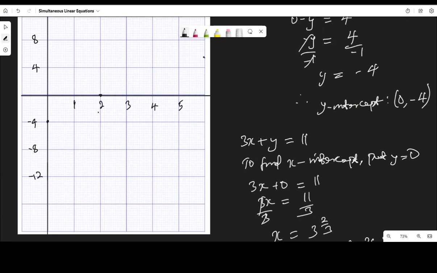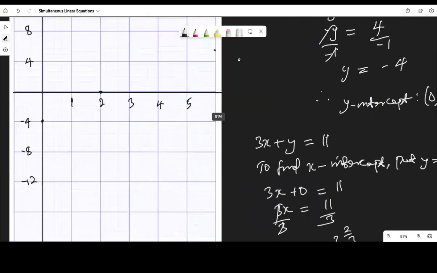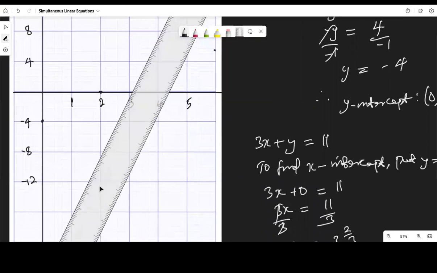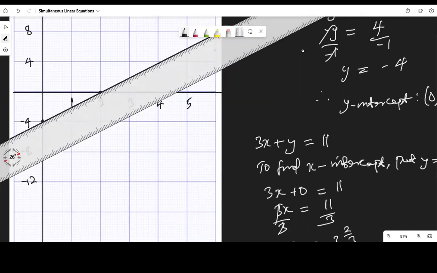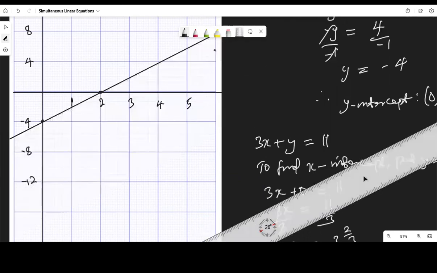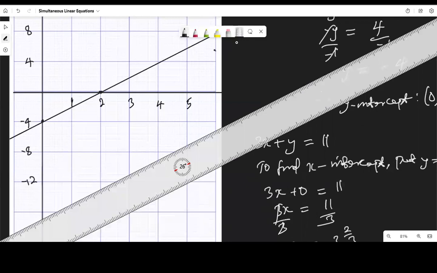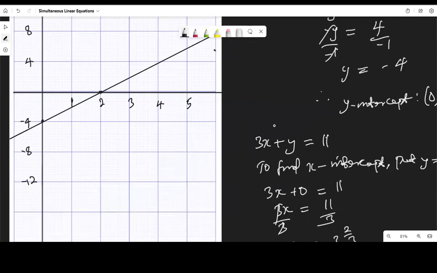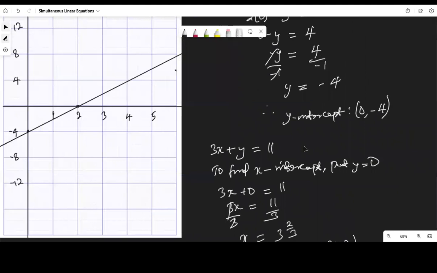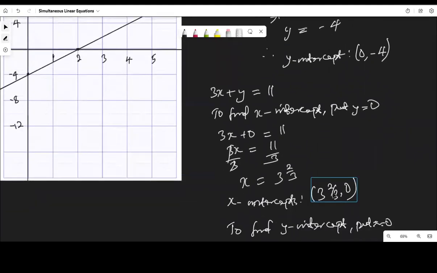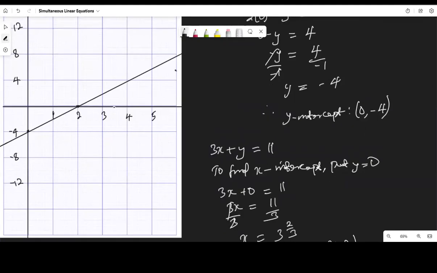That is for the first equation, where the ruler will connect the dots and join them with a straight line. And that is for the first graph. Then for the second graph, what are the intercepts? The x intercept of the second equation is 3 whole number 2 over 3, so let's assume 3 whole number 2 over 3 is somewhere here.